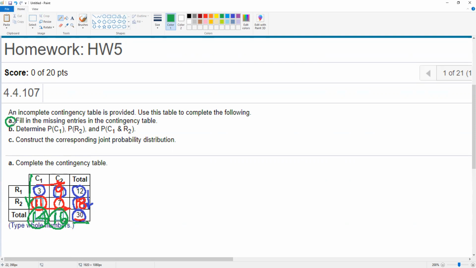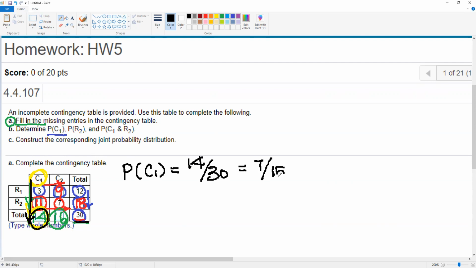So in part A, we fill up the missing cells in the cross table. It's a 2 by 2. And now, we can take the probability of C1. Here is a 14. So the probability of C1 is that 14, the subtotal of all C1s, out of 30. My suggestion to you is to simplify the fraction. So it will be 7 out of 15.